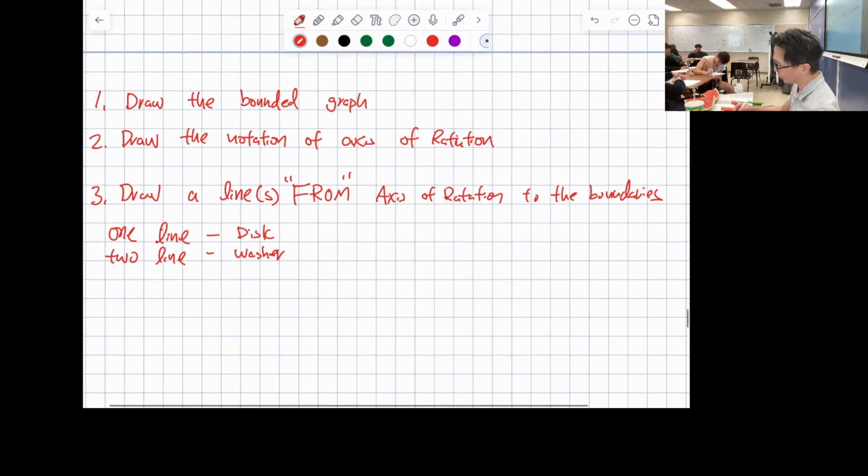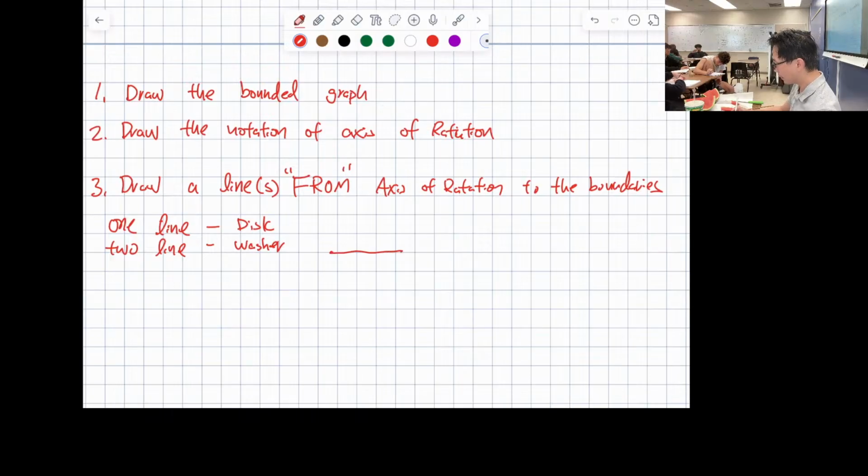For example, I'm going to show you a basic one, just say I have from here to here. If I draw one line here, it has to start from the axis of rotation. You cannot go the other way. You cannot go this way. This is bad. It has to be this way, from the axis of rotation to the graph. So see that I only hit one line, right? If I hit one line, it's a disk.